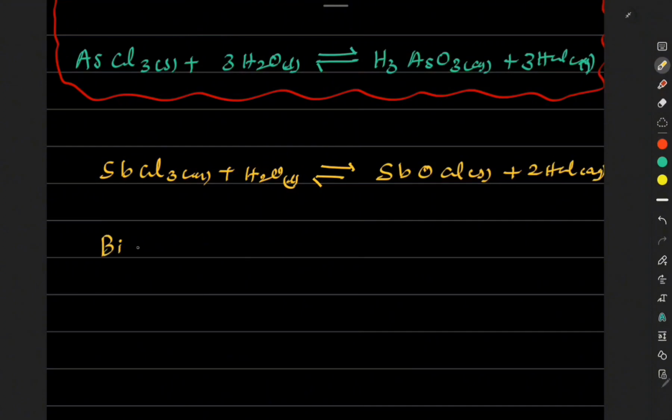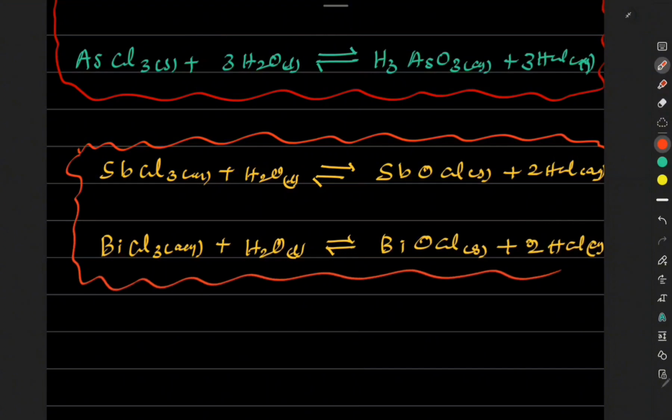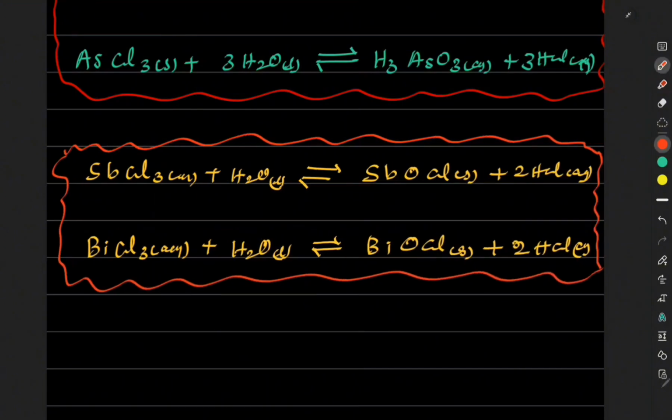Next one is with bismuth chloride. Bismuth chloride plus H2O liquid. This is also a reversible reaction. They form BiOCl and 2HCl aqueous. Remember these both are similar reactions.